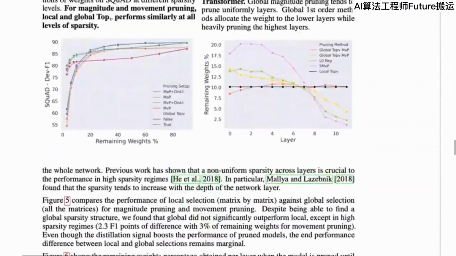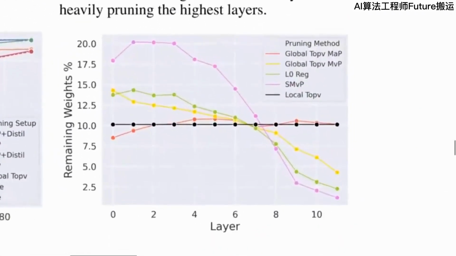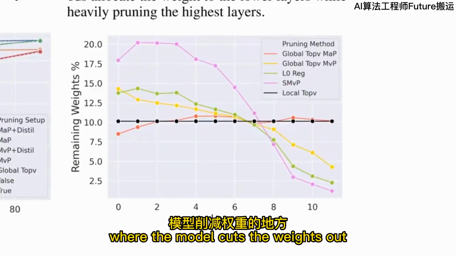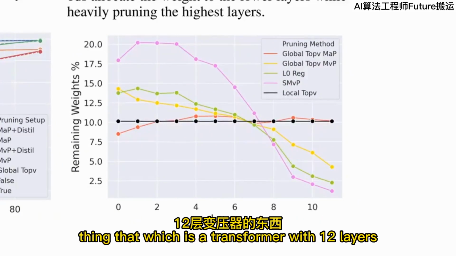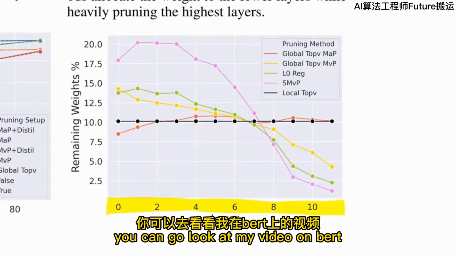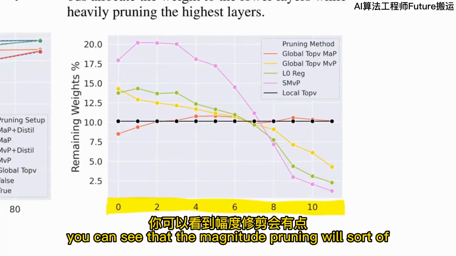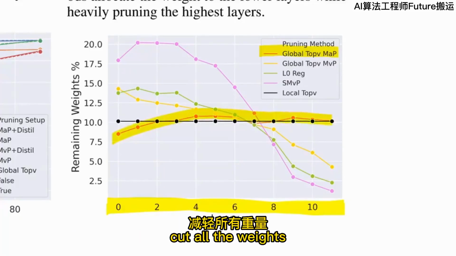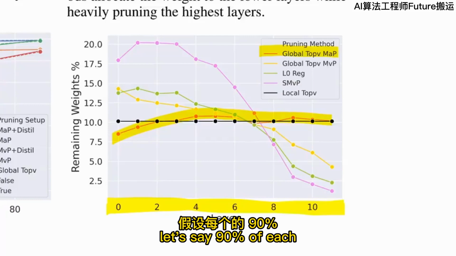So they analyze this then in terms of where the model cuts the weights out. Now they experiment on a BERT base thing, which is a transformer with 12 layers. And if you don't know what BERT is, you can go look at my video on BERT, but you can see that the magnitude pruning will sort of cut all the weights in the layers equally. So it will sort of go through the layers and take away, let's say, 90% of each.